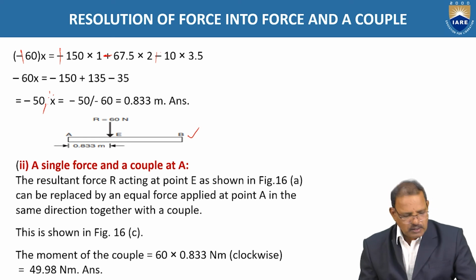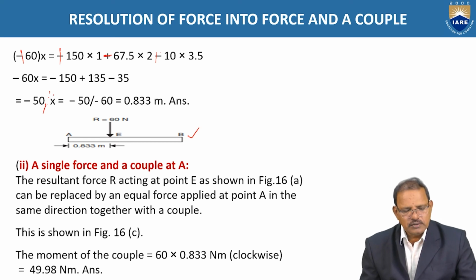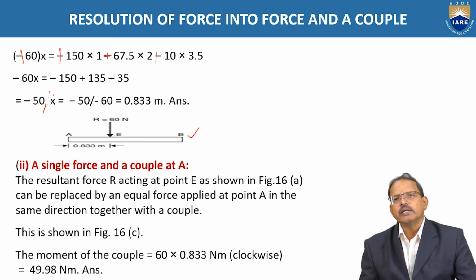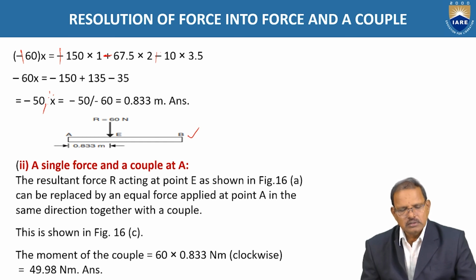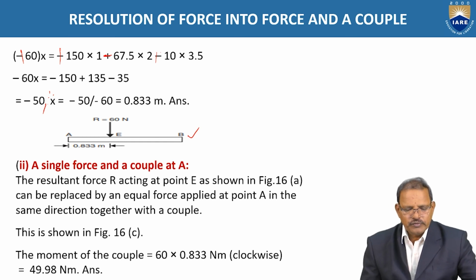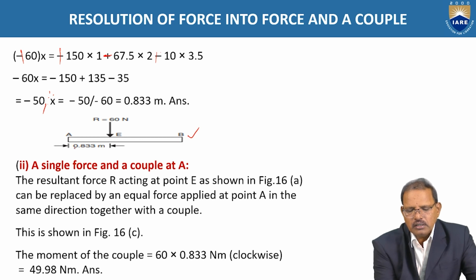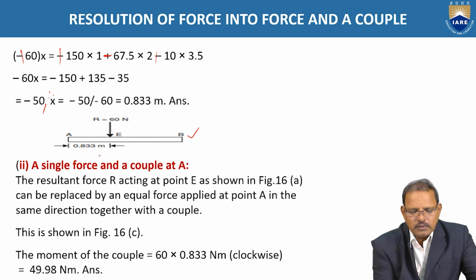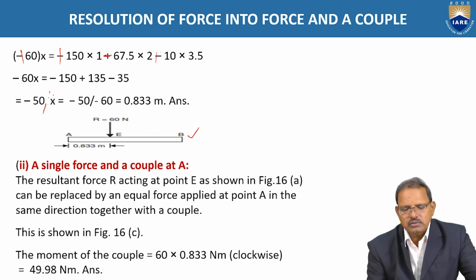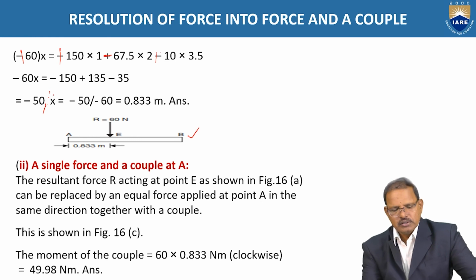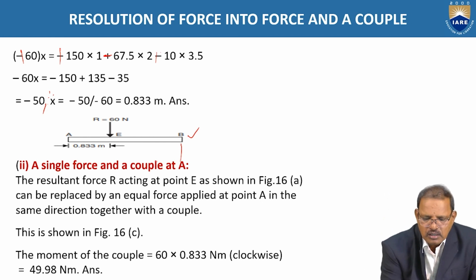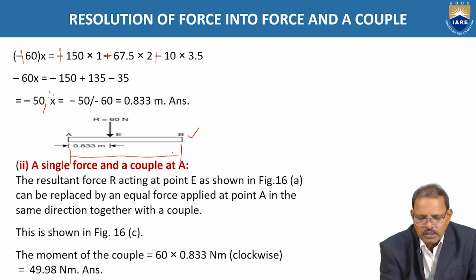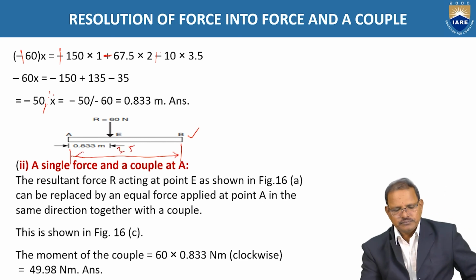The second part of the problem is a single force and a couple at A. Here according to the figure, AB, the length of the beam, is equal to 3.5 meters. At a distance of 0.833 meters, the resultant force R equal to 60 newtons is acting. Your total distance is equal to 3.5 meters. This is the problem now.